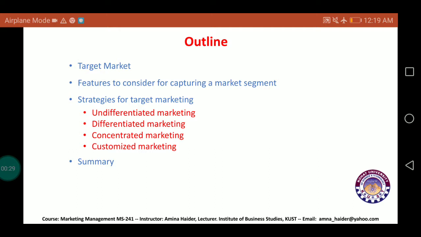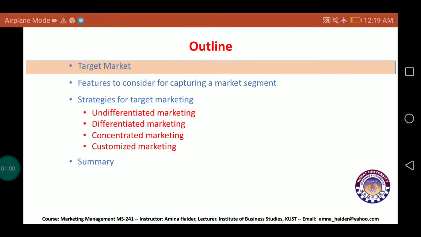First, we would know what is target market, features to consider for capturing a market segment, strategies for target market that includes undifferentiated marketing strategy, differentiated marketing strategy, concentrated marketing strategy, and customized marketing strategy. In the end, we are going to summarize the topics.